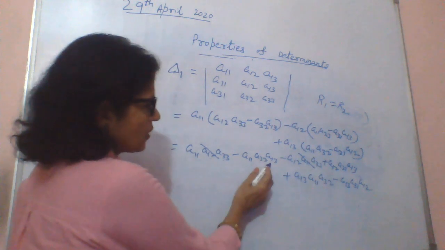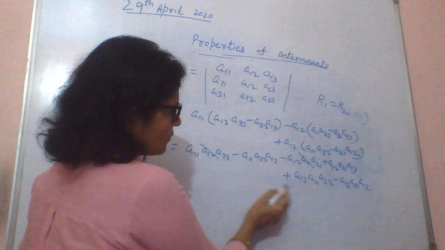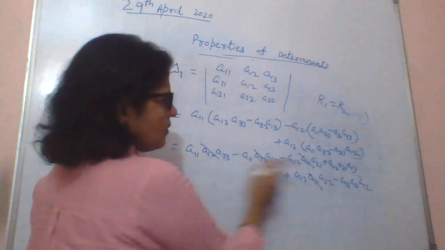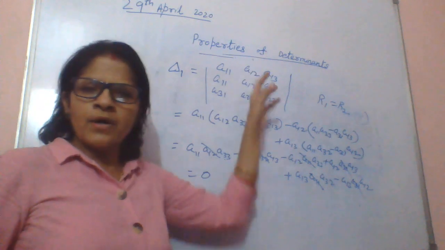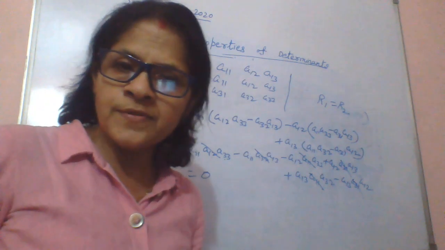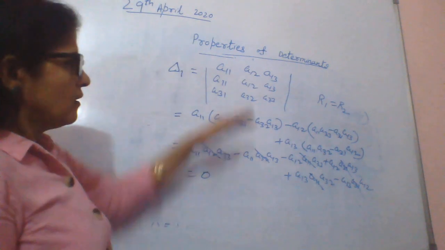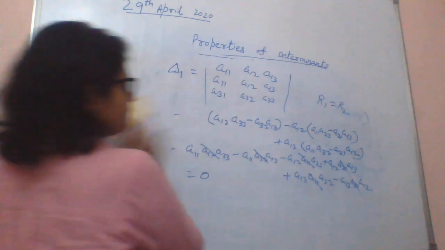Okay, 1 1 3 2 1 3. 1 1 3 2 1 3 here and here. And so you are getting 0. So it means whenever you have any two rows or any two columns identical, then the determinant will be 0.